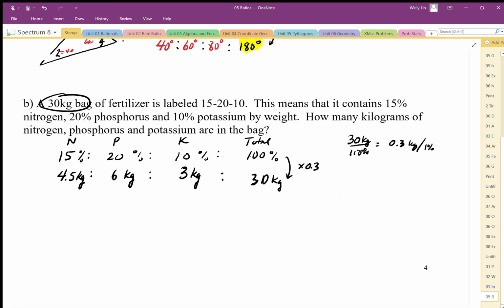So there it is. There's how we can use it. We have more than a two-term ratio, but still, as long as we can find a comparison, we can find our multiplier.